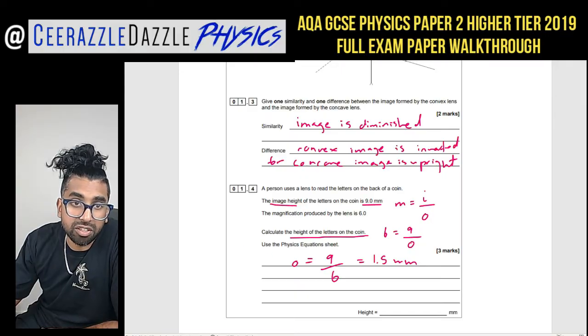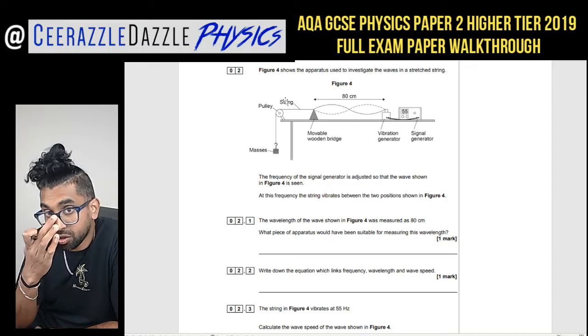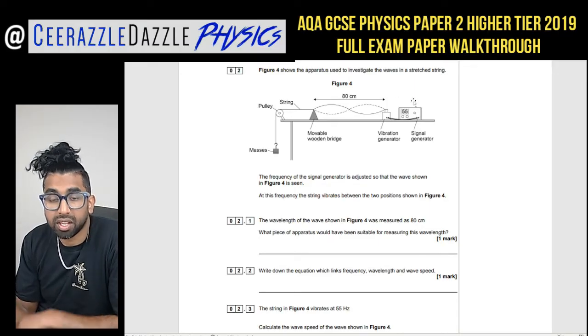Okay, the next one then. So let's scroll down for the next one. It's going to be question 2. Figure 4 shows the apparatus used to investigate the waves on a stretched string.